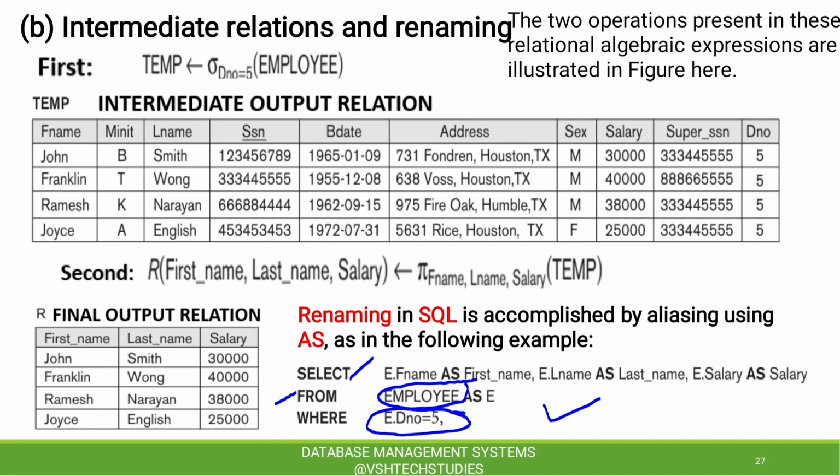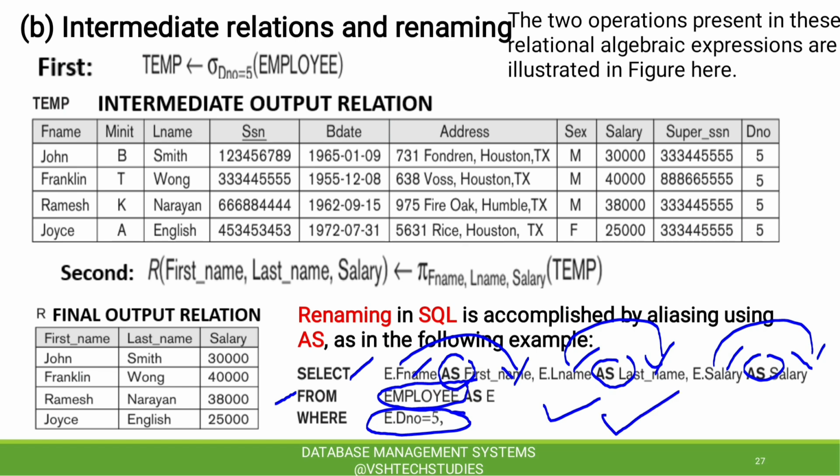Then it will go to the select clause. It will select only 3 columns, F name, L name, salary. This as operator will rename F name as first name, L name as last name, and salary is kept as it is. So that is how this SQL query is actually executed by the DBMS software.